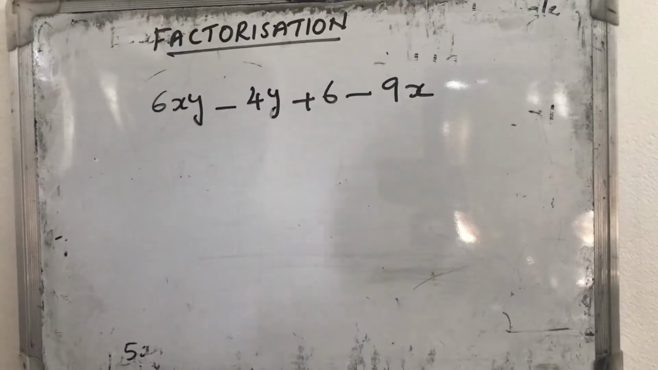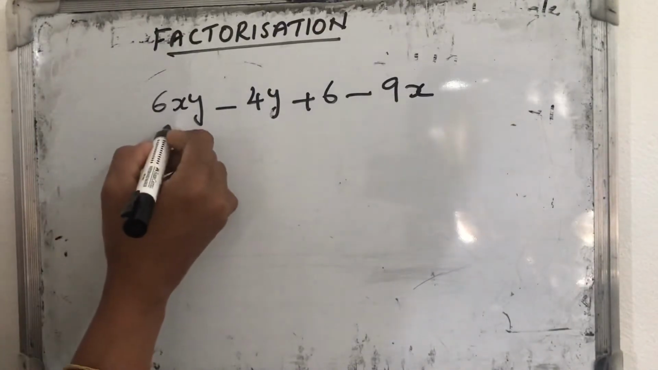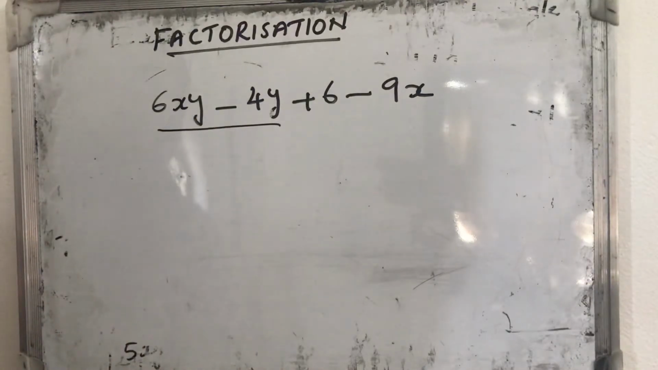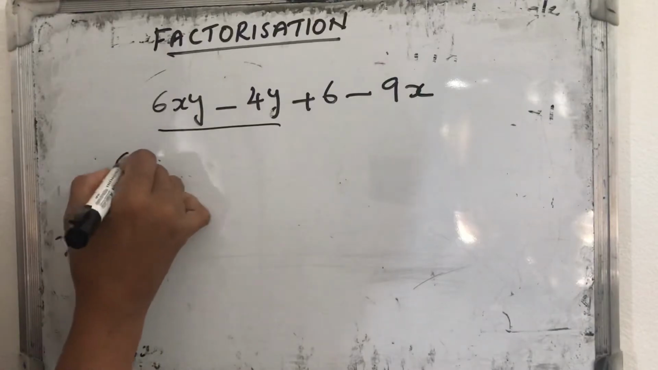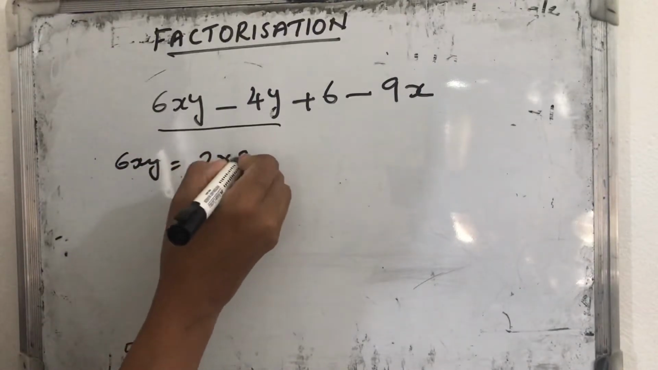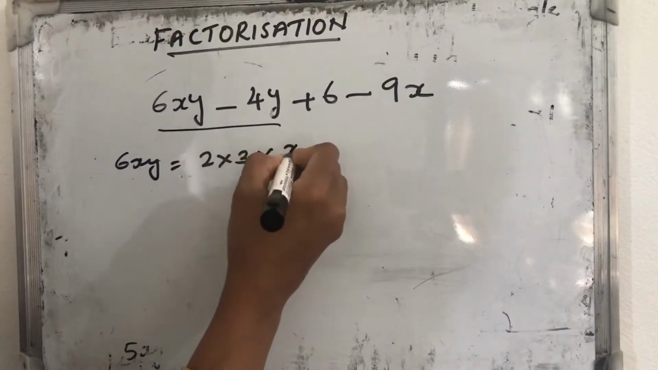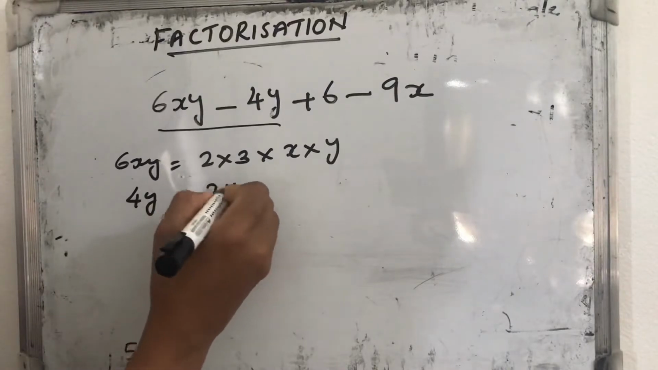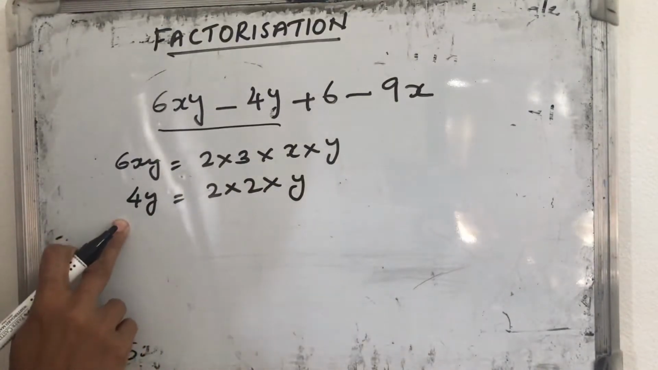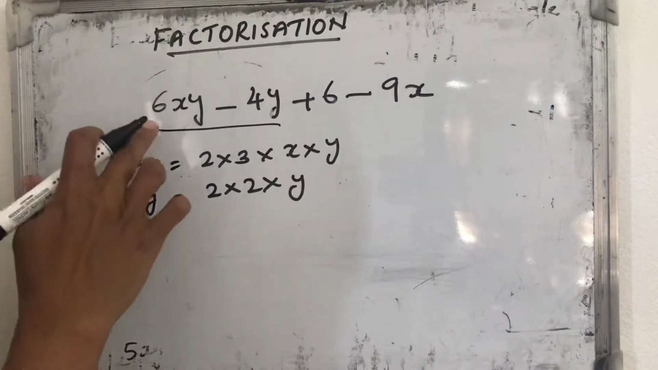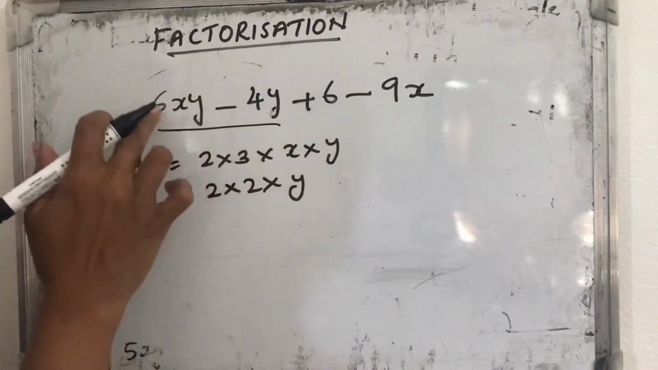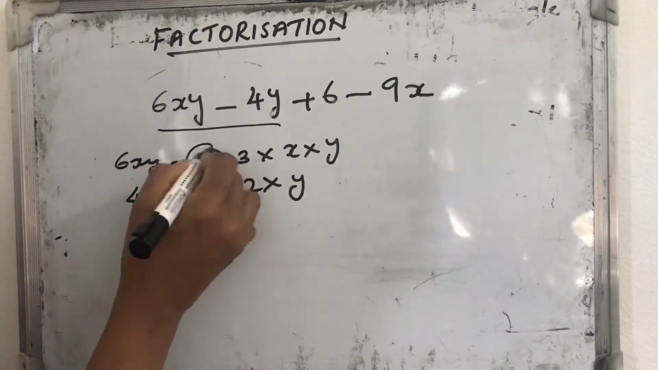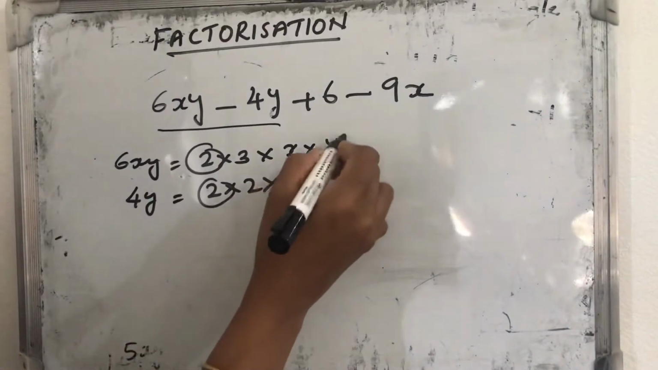So in this case we can regroup this. When we consider these two terms first, 6xy minus 4y, what is 6xy? We can write it as 2 into 3 into x into y, and 4y we can write as 2 into 2 into y. In this case, find out the common factor in these two. 2 is common and y is also common in these two.